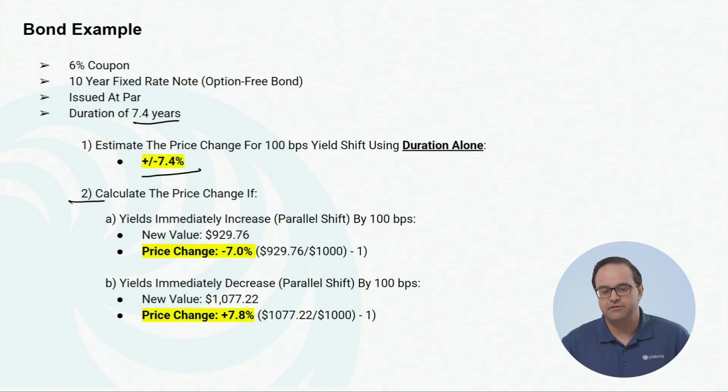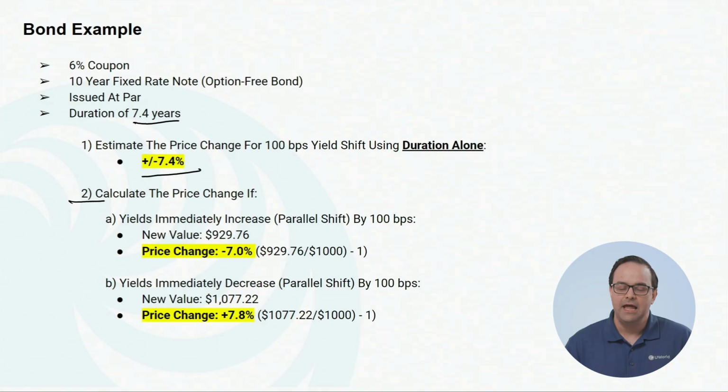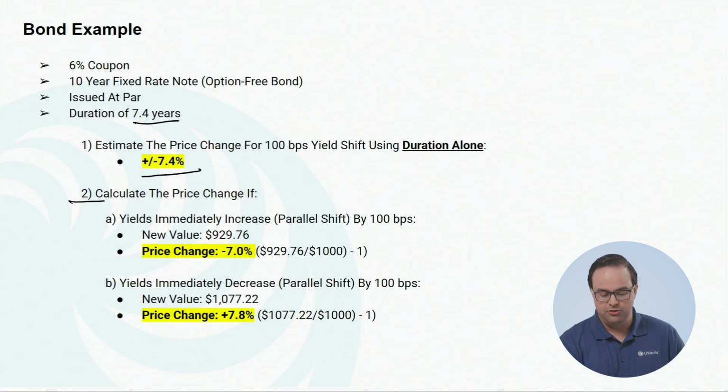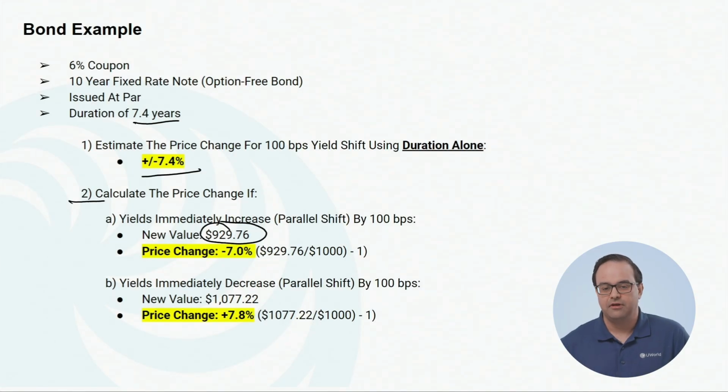The reason why it's a non-precise estimate is, if you have your financial calculator with you and you simply plug in the price output or the present value output for a 10-year fixed rate bond with a 6% coupon issued at par, you'll notice that if rates immediately shift upward by 100 basis points, the new price is $929.76. That's a 7.0% price decline, not a 7.4% price decline.